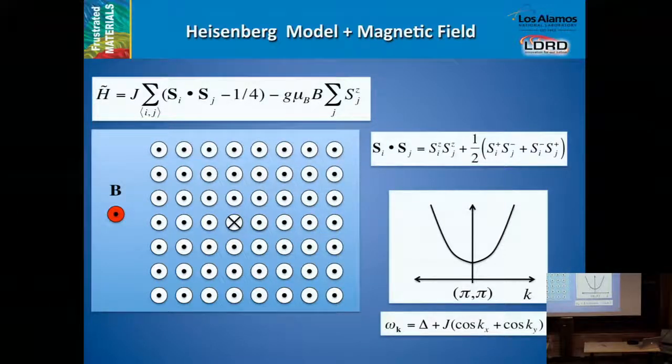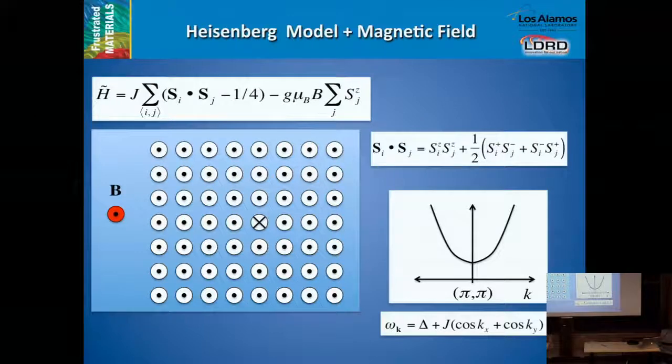And simply notice that when you write this S dot S interaction, you expand it in this way. You have SZ SZ, the Ising part of the interaction, plus this S plus S minus. This kind of term can flip a pair of spins, so it allows you to move this excitation from one site to a nearest neighbor. So again, this excitation can propagate.